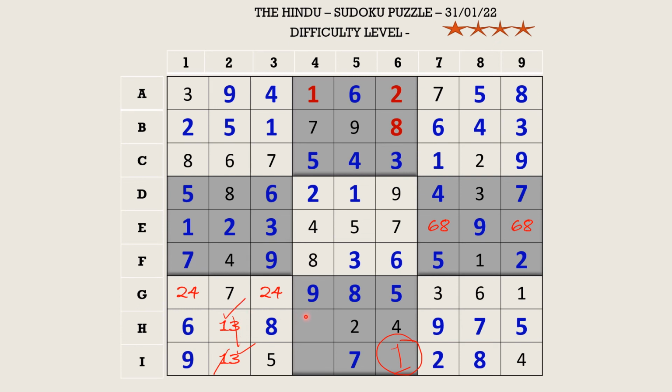Now in column 4 the missing numbers are 3 and 6. So this 3 in I2 cancels out the 3 here. So I4 takes 6 and H4 takes 3. There is a 4 in column 3 which cancels out the 4 here. So G3 becomes 2 and G1 becomes 4. There is a 6 in column 7 which cancels out the 6 here. So E7 becomes 8 and E9 becomes 6.